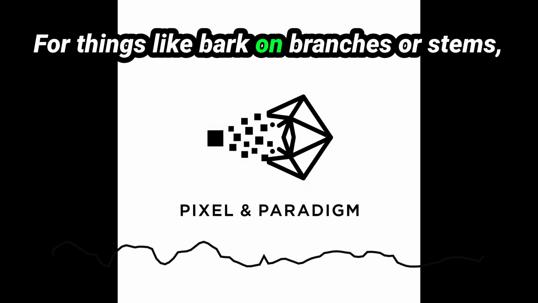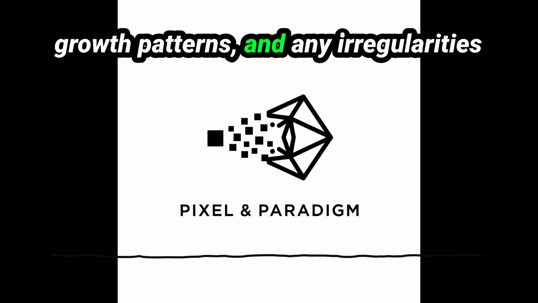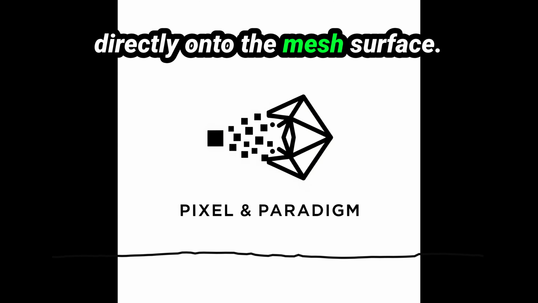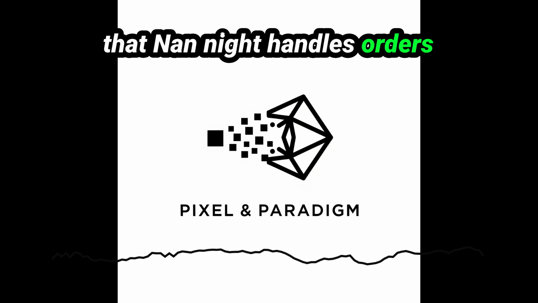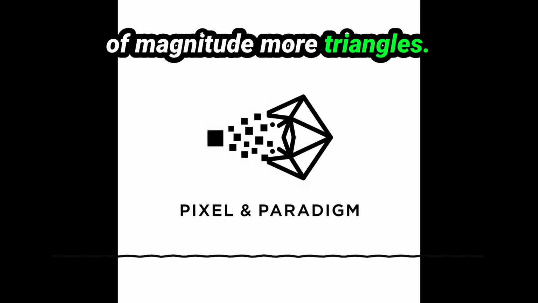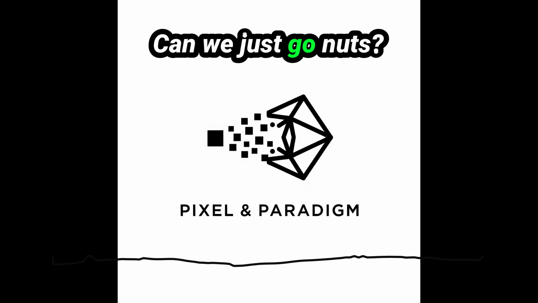For things like bark on branches or stems, you'd sculpt the bark textures, knots, growth patterns, and any irregularities directly onto the mesh surface. Now, we keep hearing this phrase that Nanite handles orders of magnitude more triangles. Does that really mean poly count truly doesn't matter anymore? Can we just go nuts?